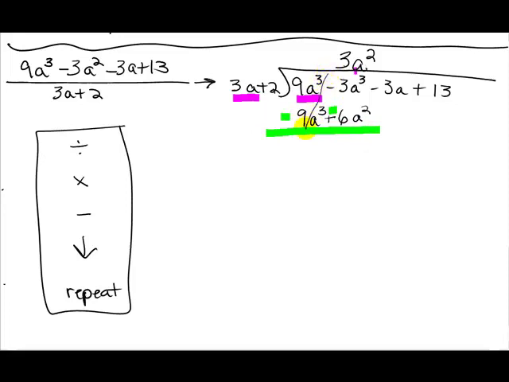This is going to cancel. Minus 3 and minus 6 will give me a minus 9a squared. And I see a mistake I made. This should be a square. Okay, now it looks better. Okay, and then we want to do the bring down thing. So we've got to bring this down.